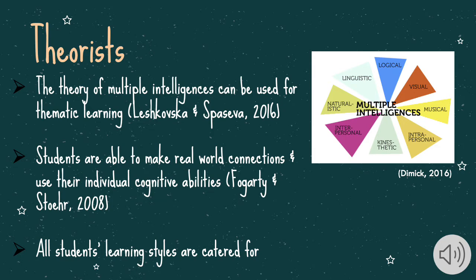Learning through the webbed approach allows students to make connections with their learning and see the bigger picture. The theory of multiple intelligences can be used for thematic learning as students are able to make real-world connections and use their individual cognitive abilities to learn about a topic. Gardner's multiple intelligences theory encourages students to make connections and comparisons from different learning areas, which deepens their learning. Based on this theory, all students' learning styles are catered for when learning about a topic, as students can learn through a range of intelligences such as linguistic, musical, mathematical, and interpersonal.